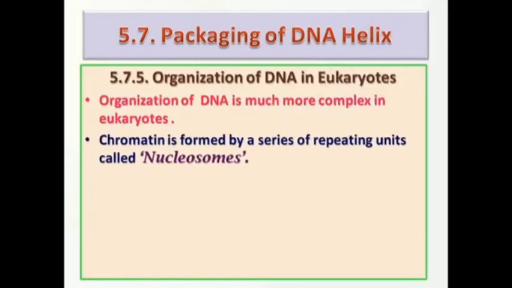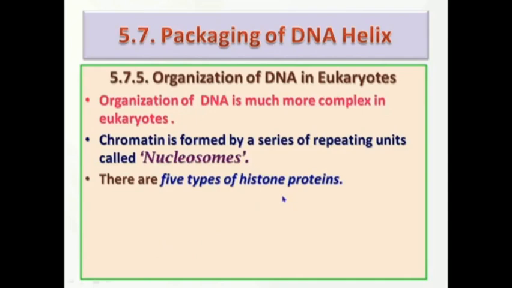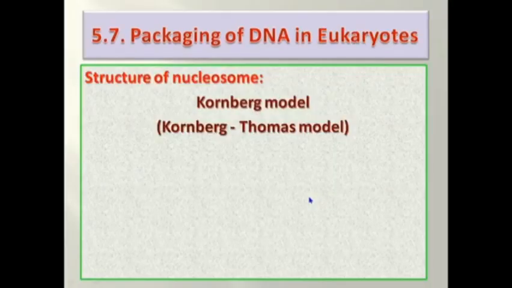Organization of DNA is much more complex and there are 5 types of histone proteins. These 5 types of histone proteins are H1, H2A, H2B, H3 and H4. These are the 5 types of histone proteins present in eukaryotes.